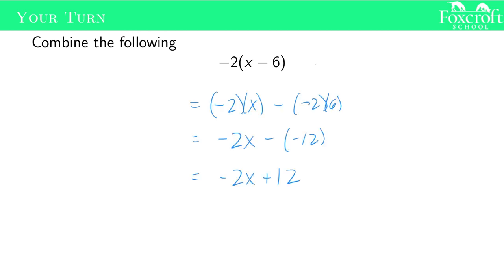And here's the final answer. I wrote out all the steps. The first thing is you're multiplying this negative 2 by both of those: negative 2 times x minus negative 2 times 6. Negative 2 times x is negative 2x. Negative 2 times 6 is negative 12. And when it's written out like this, you can see these two negatives cancel to give me that positive in my final answer. In general, you can go straight from here to the final answer once you get comfortable with the multiplication and the negatives canceling out.